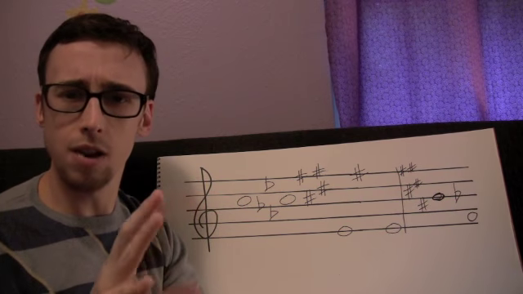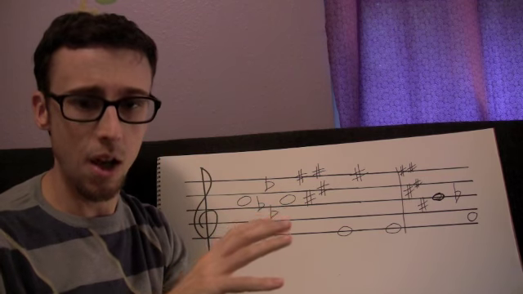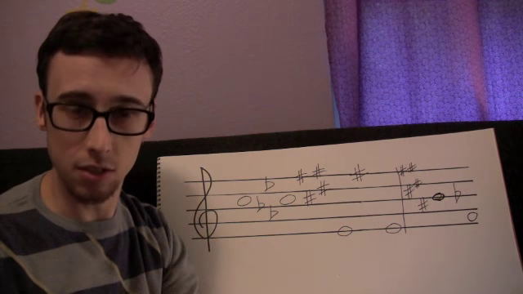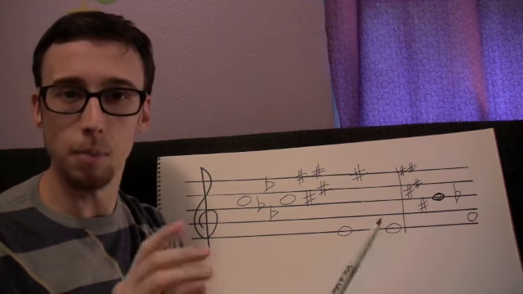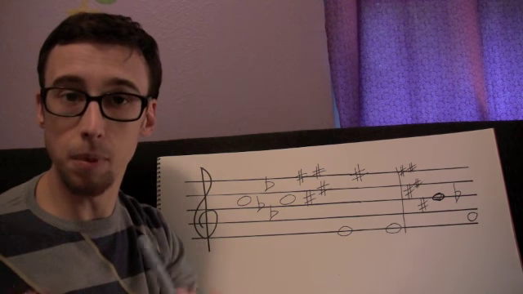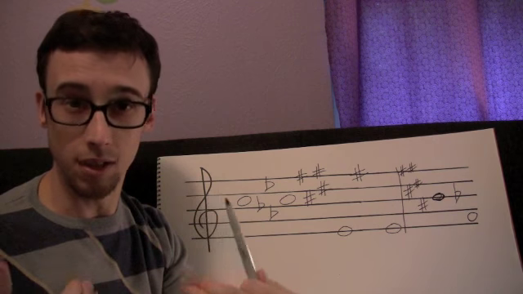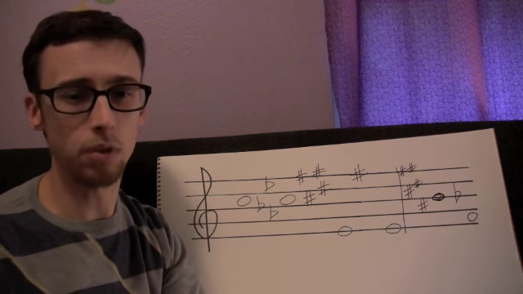So the relative minor doesn't have the same tonic, but it does share the same key signature as its relative major. Now, this is very important. The major key and its relative minor have the same key signature. Let's see how this works.